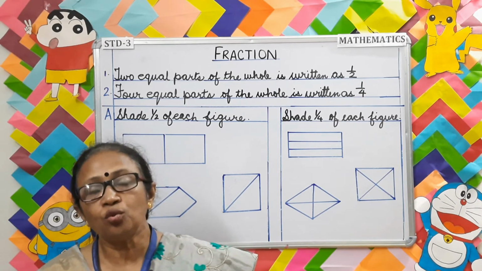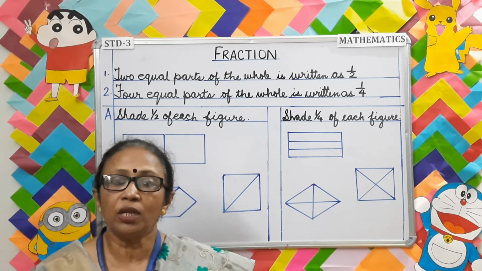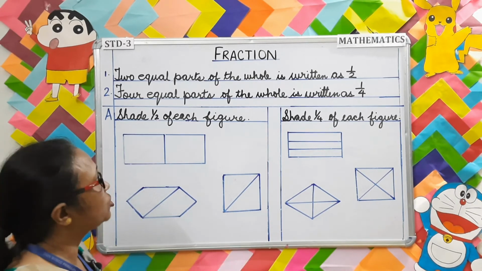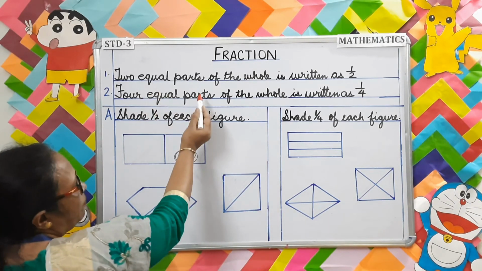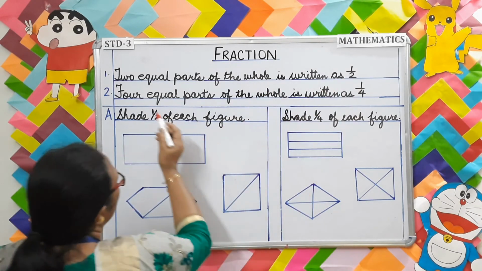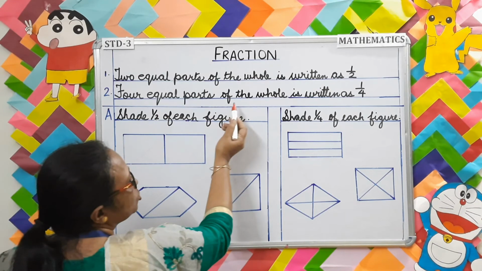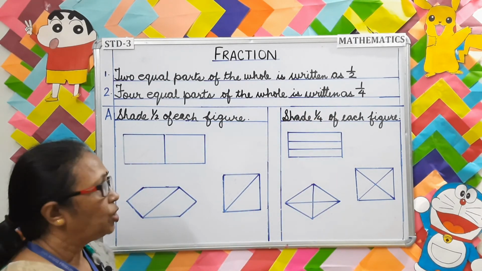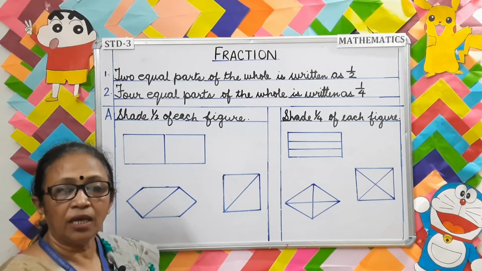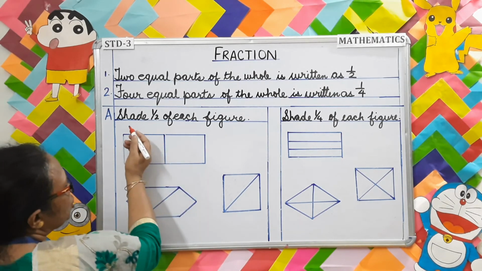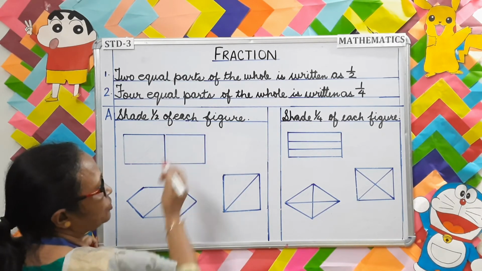What is a fraction? It's two equal parts. Equal means the parts are two halves. Again, children, two equal parts of the whole is written as 1 by 2. And four equal parts of the whole is written as 1 by 4. You have already done fractions in class 2, isn't it, children? So let's begin.